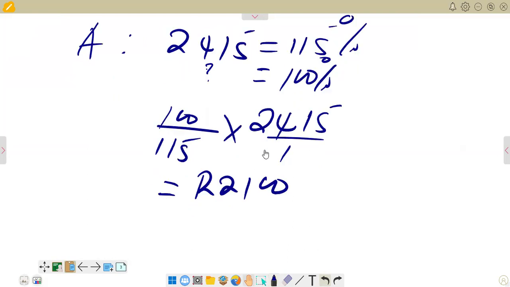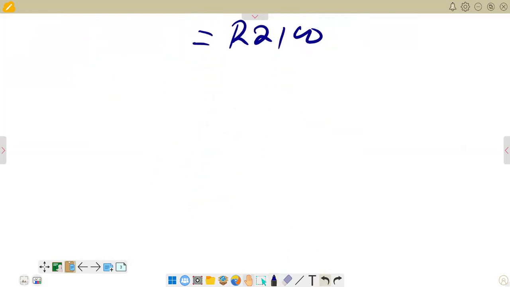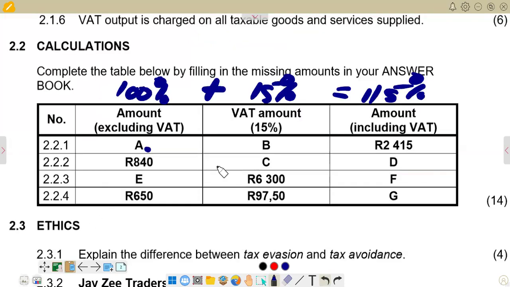Then we move on to the calculation of B. On B, we are also trying to see what distribution we have there. Remember, here you can use two formulas. You can use proportion. We are here on B, and remember, we have the figure for the amount excluding VAT, so you can find this figure. As simple as that. We can just say 2,415 is 115%.